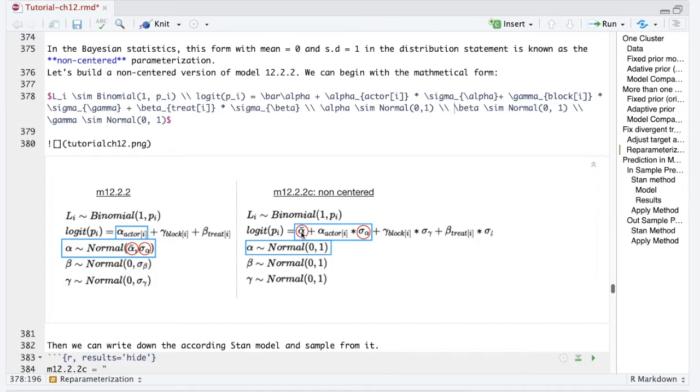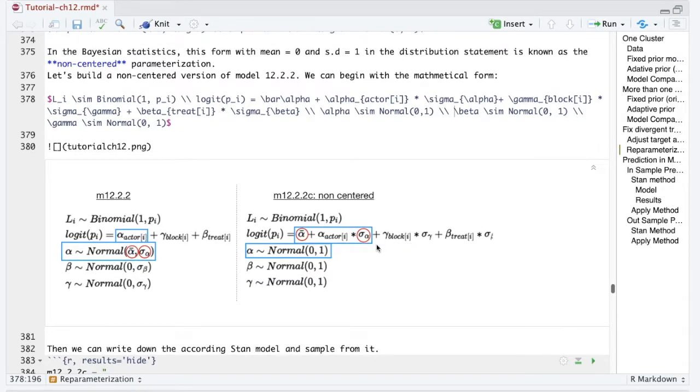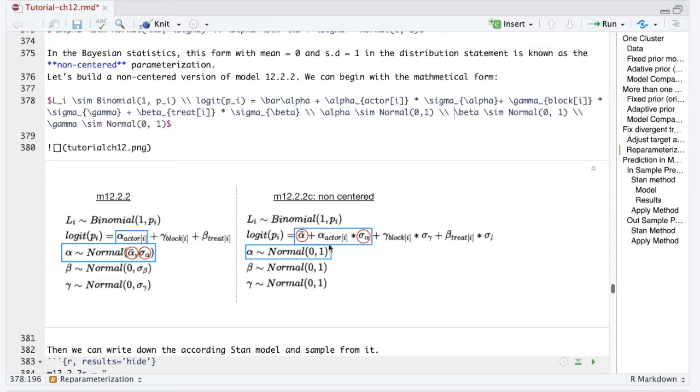The first thing we do is to extract the alpha bar out of the normal distribution prior of alpha, and the sigma alpha, sigma gamma, sigma beta out of the prior distribution in the centered version, and multiply them with a standard normal distribution like we did here. Be careful that we don't need to modify the hyperprior distributions for alpha bar or sigma alpha, sigma gamma, or sigma beta. For these three sigma hyperparameters, they still follow the same exponential 1 prior distribution, and for alpha bar, we still follow the same normal 0, 1.5 prior distribution. We change the linear function and the adaptive prior here.